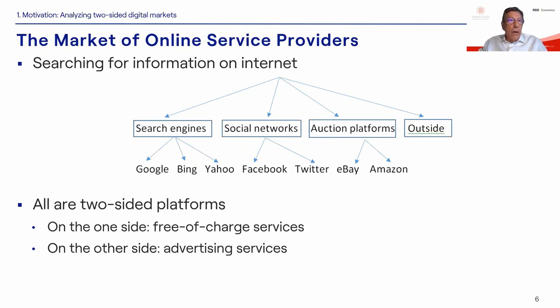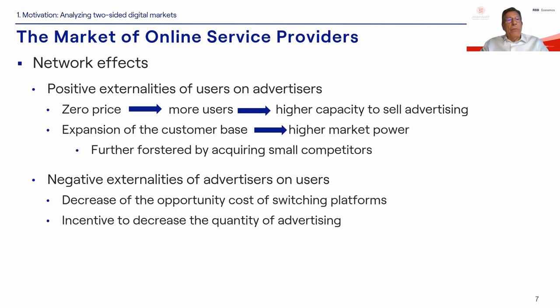All these services are, on the one side, available free of charge. And while I'm looking for these shoes, I'm getting some ads, which on the other side generate revenues. In this type of market, we know that there are two types of network effects. There are positive externalities of users on advertisers, in the sense that given that you can get the information for free, you are able to have more users, and that gives you a higher capacity to sell advertising.